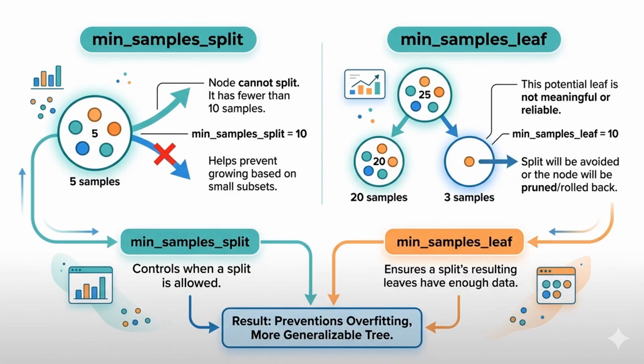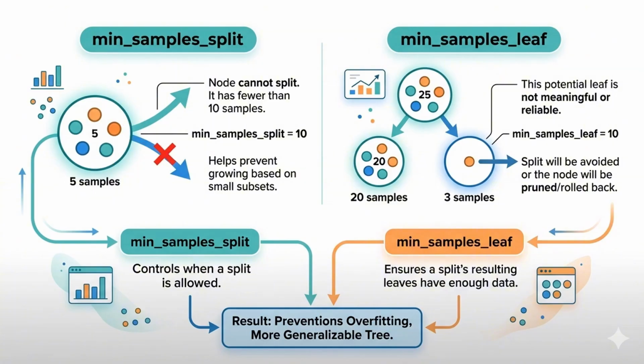In decision trees, two important hyperparameters that help prevent overfitting are min samples split and min samples leaf. Let's start with min samples split. This parameter controls when a node is allowed to split. For example, in the left side of the figure, the node contains only 5 samples. If we set min samples split equals 10, this node is not allowed to split because it does not have enough samples.